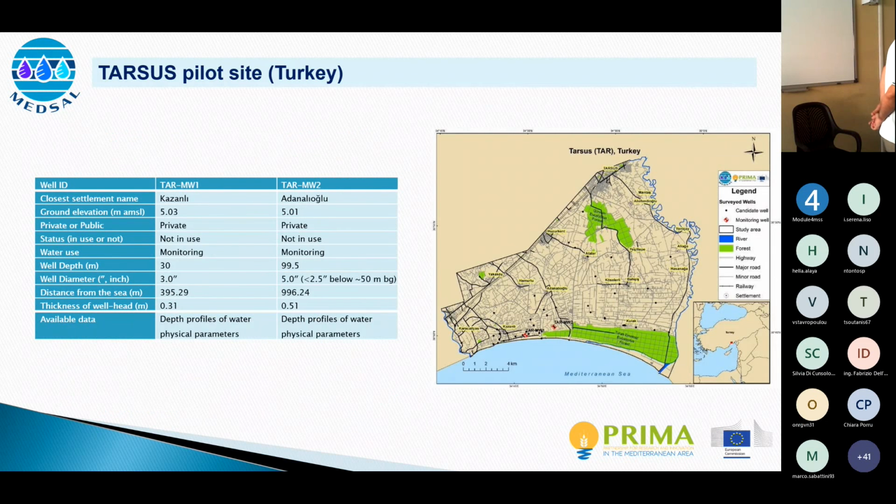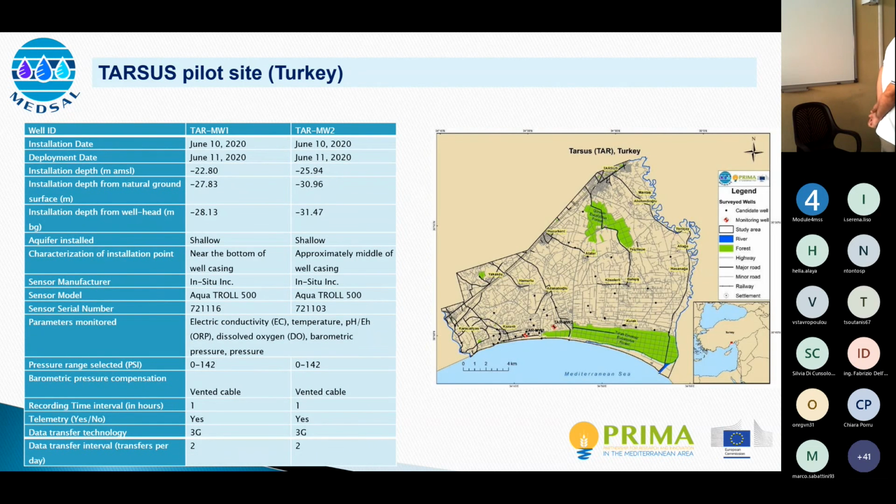Vasilis, next slide. So the groundwater level elevation is very low in this coastal region. Both wells are private, not in use for any purposes. One well is, as I said before, 30 meters deep. The other one is close to 100 meters, but below 50 meters the diameter of the well narrows, so you can't put the sensor in below that depth.